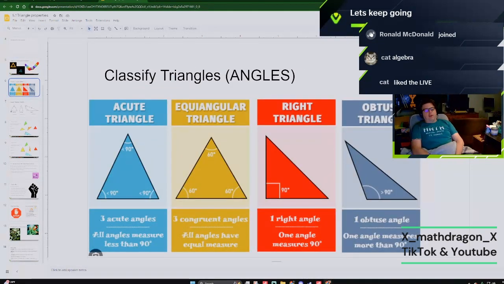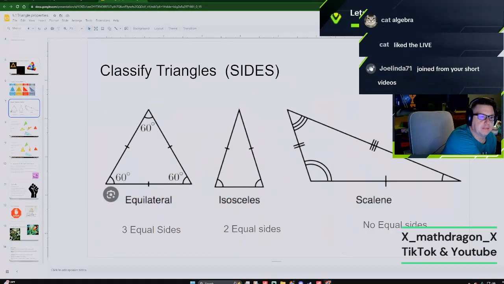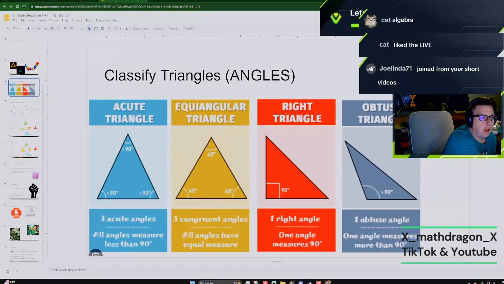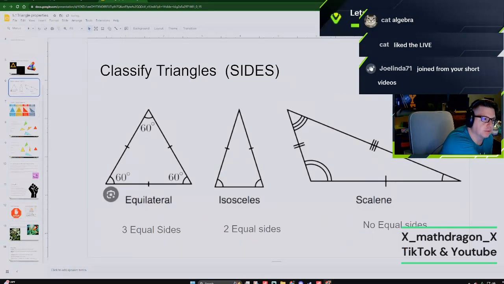So we can classify triangles by angles and by sides. So those are how you are going to classify triangles. And you're going to do both, actually. You're going to call it an angle, along with a side. But let's think about the sides first. I'm actually going to switch that in my slide presentation.